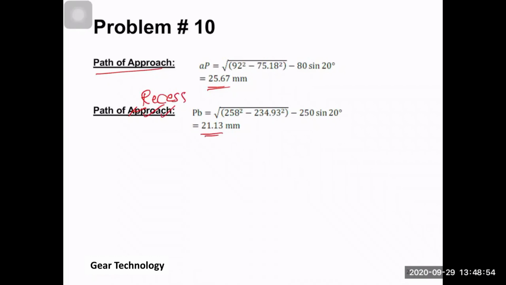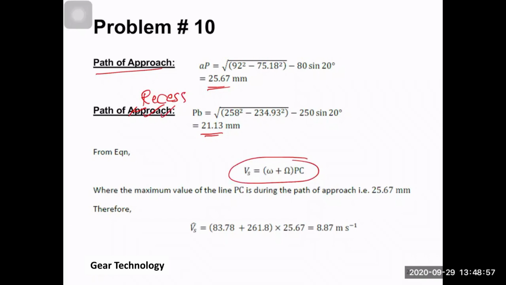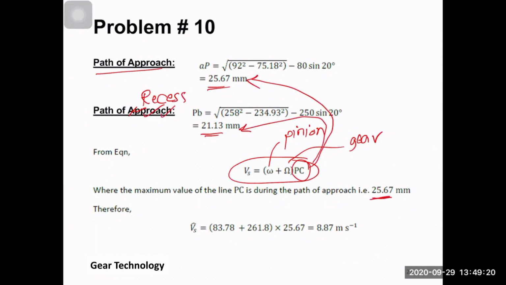Based on that, we can calculate the maximum sliding velocity. So Vs, the maximum sliding velocity, is omega for the pinion plus capital omega for the gear, multiplied by this distance. As I said, for this distance you compare these two values and choose the higher one. In this case, 25.67 is larger than 21.13, so we're going to use PC as 25.67. If you substitute these values, it gives you the maximum sliding velocity.